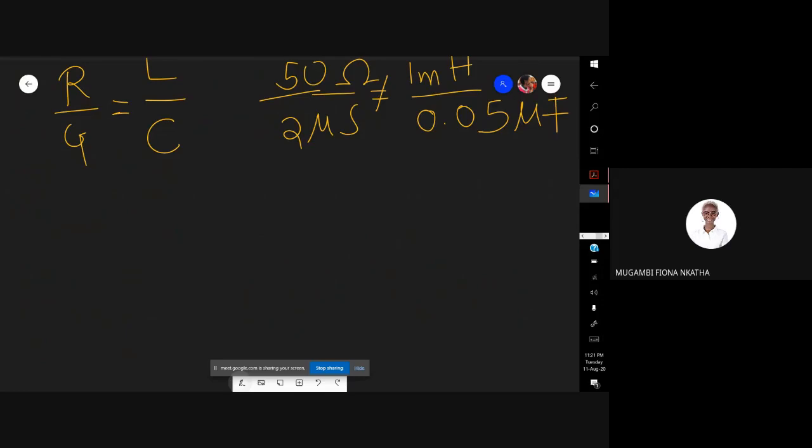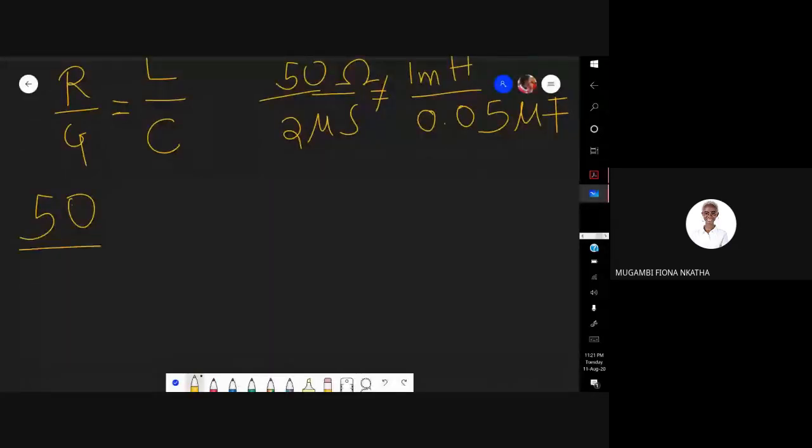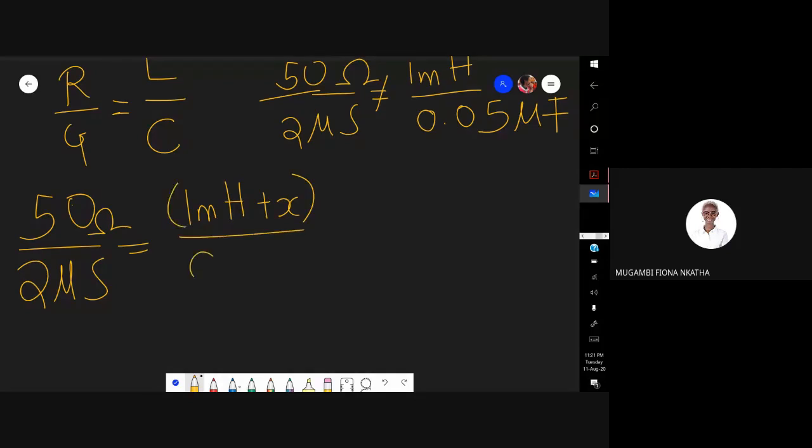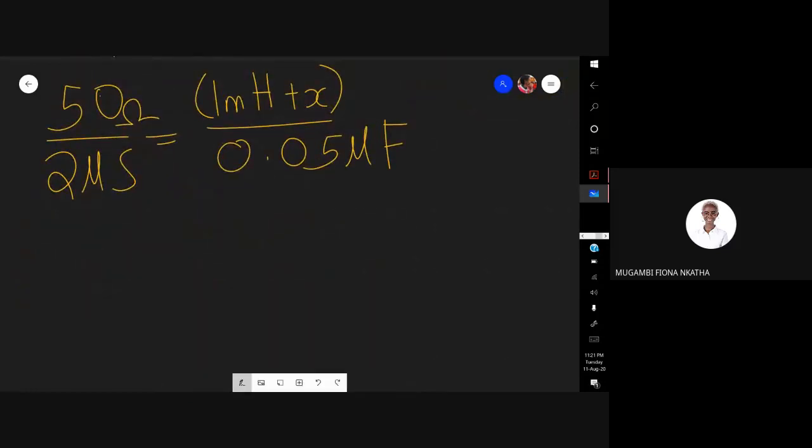So what do you do when it's not equal? For us to do that inductive loading, we were told you need to add inductance so that they can match, so that R over G can match L over C. So we'll say 50 ohms divided by 2 microsiemens is equal to 1 millihenry plus X, over 0.05 microfarads. X is what we need to add, right?